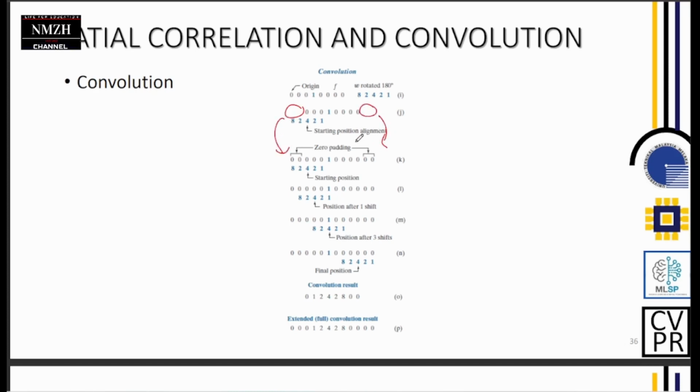But the difference happens when we talk about convolution. In Japanese they call it tatami komi. The idea is we put the kernel upside down, meaning 8, 2, 4, 2, 1 would be 1.